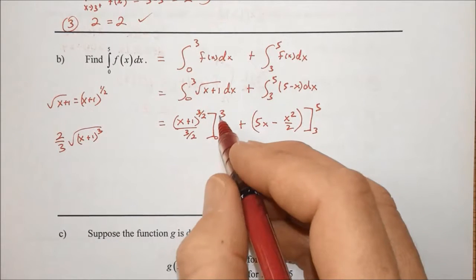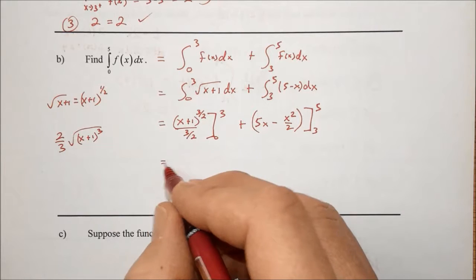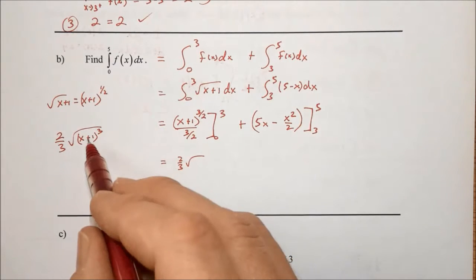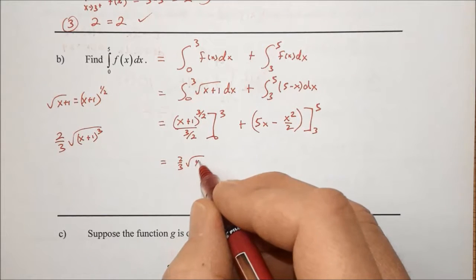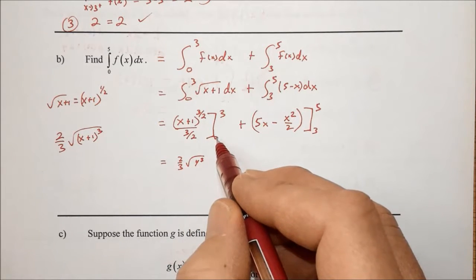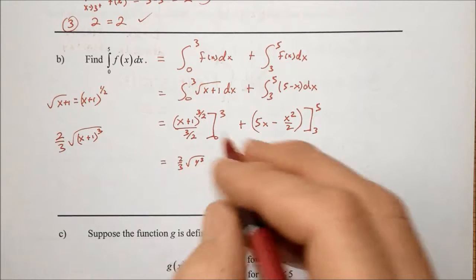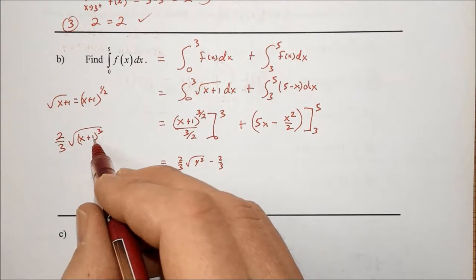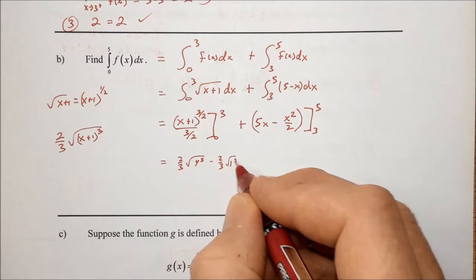Okay, so we're going to plug 3 into this first. So we have 2/3, and then we have the square root. 3 plus 1 is 4, so it's 4 cubed. Then we have to plug 0 in next. Now when we plug in 0, we don't get 0. We get 2/3, and then 0 plus 1 is 1, so we have the square root of 1 cubed.